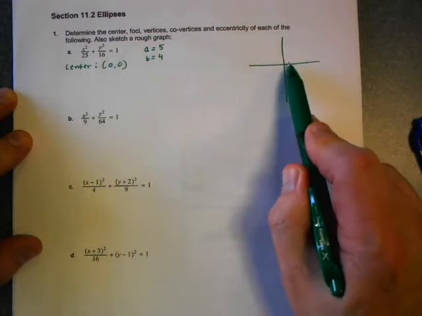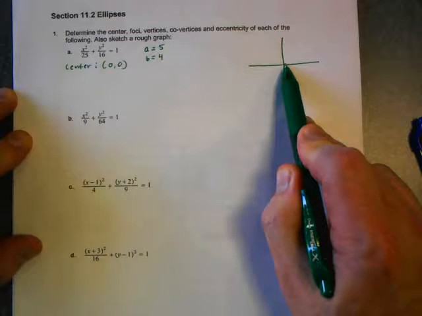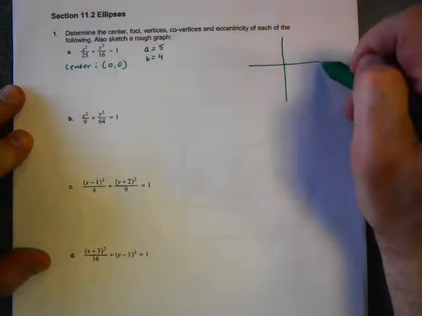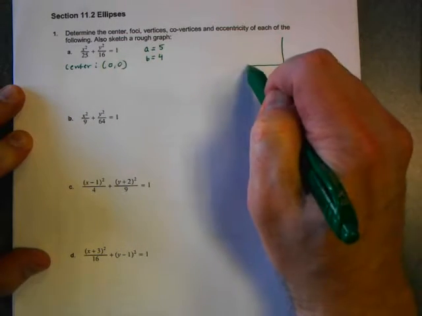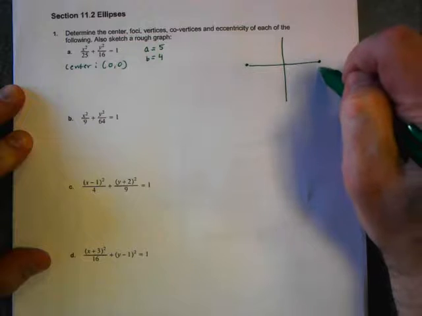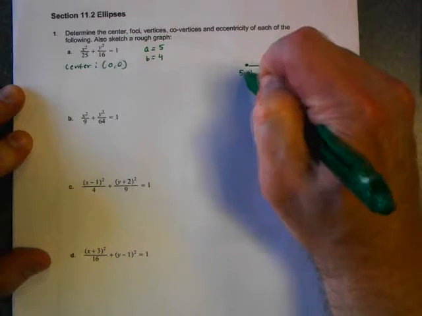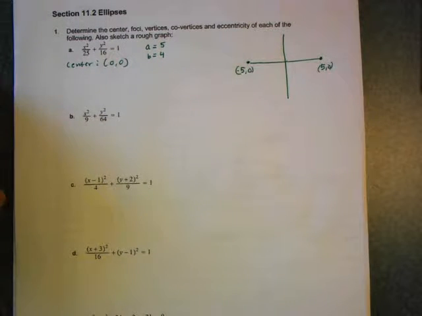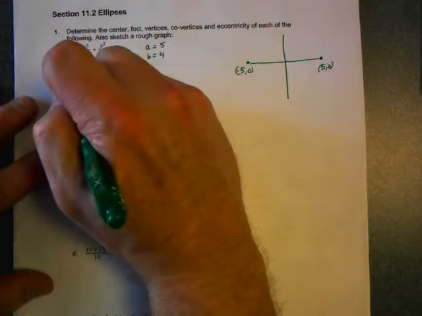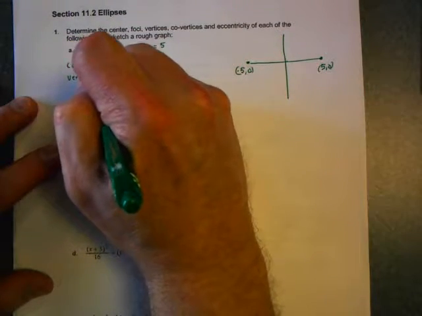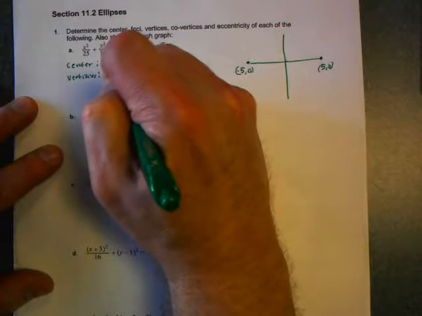Okay. So if I start at 0, 0, I'm going to go 5 to the right and 5 to the left. And what are those 2 points? Those would be my vertices. My vertices are negative 5, 0, and 5, 0. So I'll write that down here. Vertices. I'm going to just write it as plus or minus 5, comma 0.